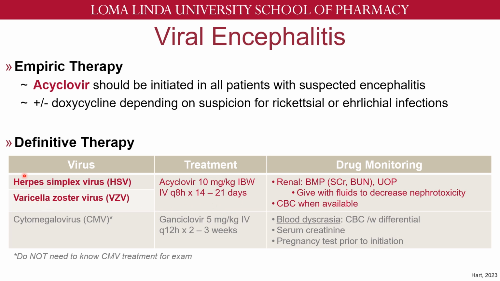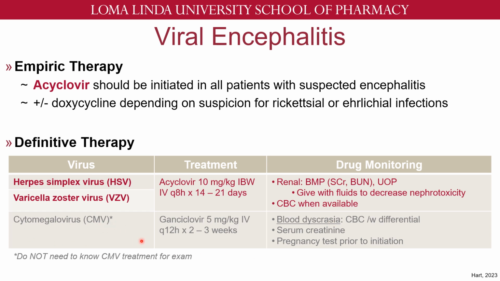Specifically, if we find out that a pathogen is herpes simplex virus or varicella zoster virus, then acyclovir becomes our drug of choice. We'll definitely want to keep a closer eye on this drug. Renal monitoring, getting a BMP, so looking at creatinine, BUN, as well as the patient's urine output. We'll give this agent with fluids as well to decrease risk of nephrotoxicity. And then we'll also get complete blood counts when available.